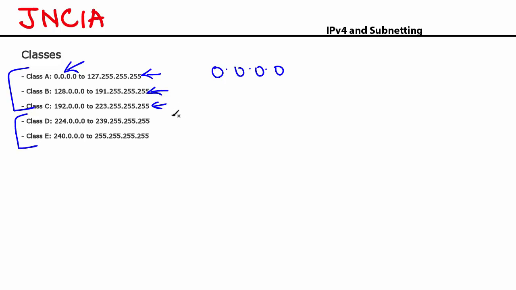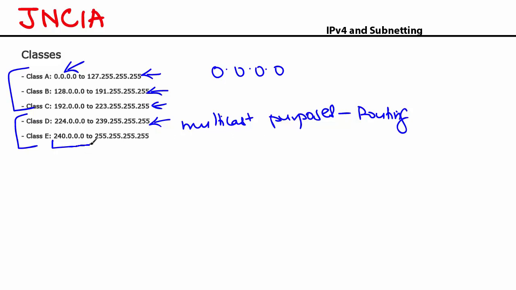Class D starts from 224.0.0.0 to 239.255.255.255. Class D is reserved for multicast purposes. Class D is mainly used by routing protocols for sending routing updates. Class E, the last one, starts from 240.0.0.0 all the way up to the highest possible value, which is 255.255.255.255. Class E is reserved for experimental purposes.